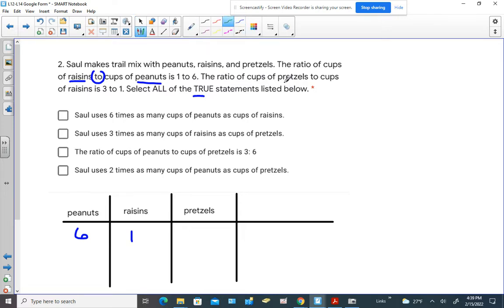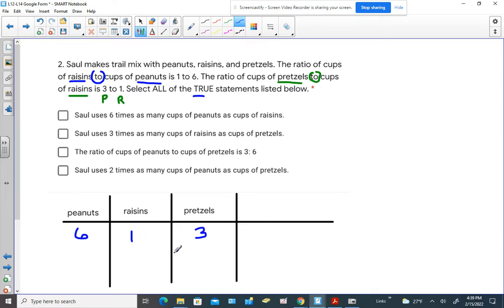All right, so let's look at the other part of this. The ratio of cups of pretzels to cups of raisins. So that's pretzels to raisins. Pretzels is 3, and raisins is 1. So thankfully we already had the 1 there, so everything's all good.